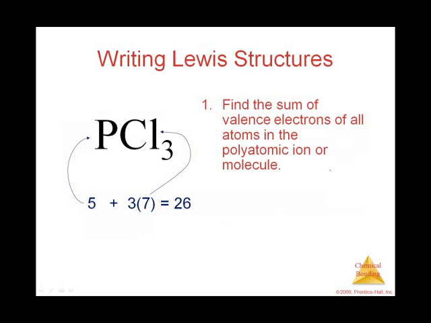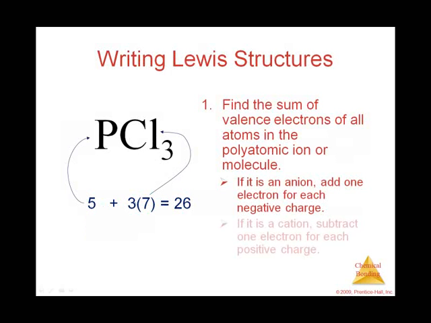We've done this a lot in Honors Chem, so my guess is this is old hat for you, but find the sum of the valence electrons in the atom. So phosphorus has 5 valence electrons. Each chlorine, there are 3 of them, each has 7. That's a total of 26.